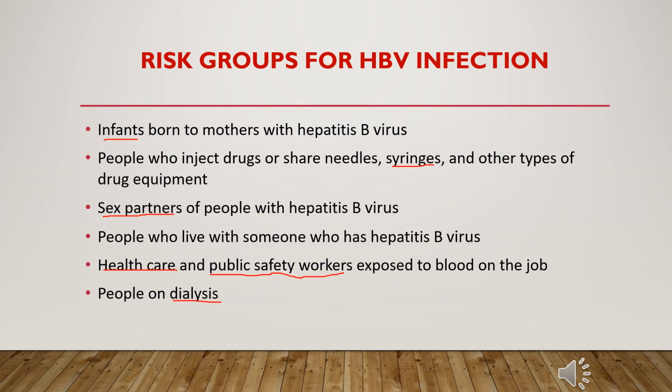Risk groups for hepatitis B virus infection. These are a few risk factors of hepatitis B virus infection. The first one is infants born to mothers with hepatitis B, people who inject drugs or share needles, syringes, and other types of drug equipment, people who live with someone who has hepatitis B, people on dialysis, sex partners of people with hepatitis B, and healthcare and public safety workers exposed to blood on the job. Hepatitis B can also be spread through contact with blood, semen, and other fluids from an infected person.